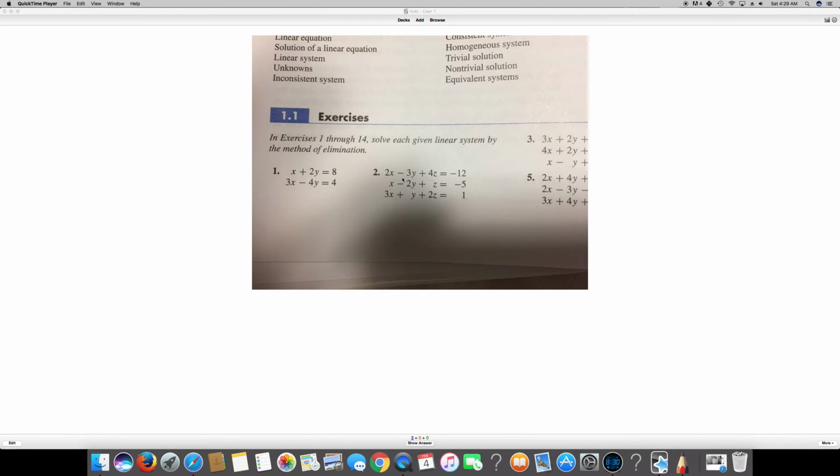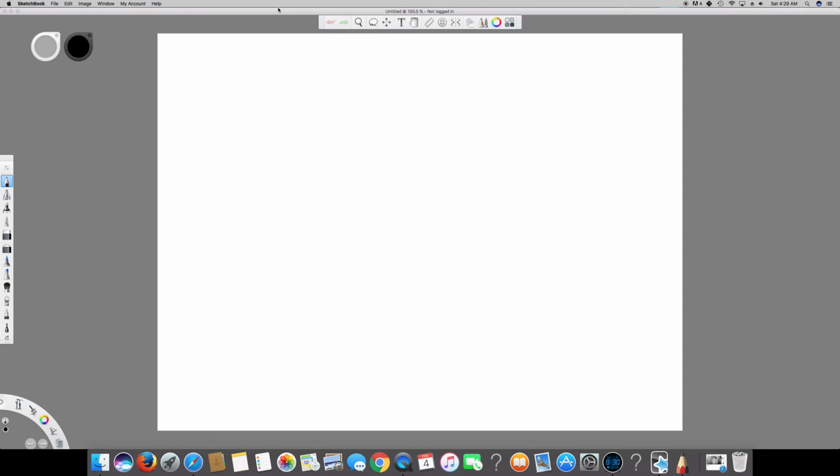It says 2x minus 3y plus 4z is equal to minus 12, x minus 2y plus z is equal to minus 5, 3x plus y plus 2z is equal to 1. So I'm going to solve this question one by one. Let's see.